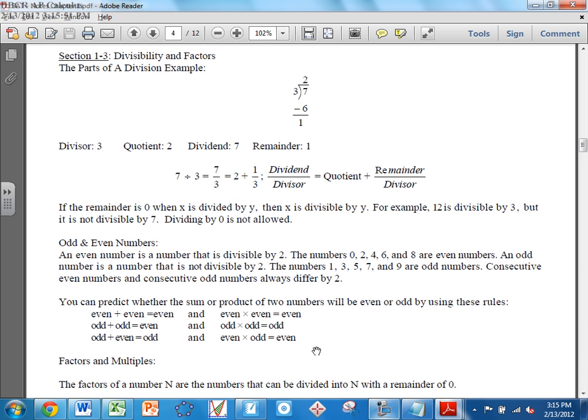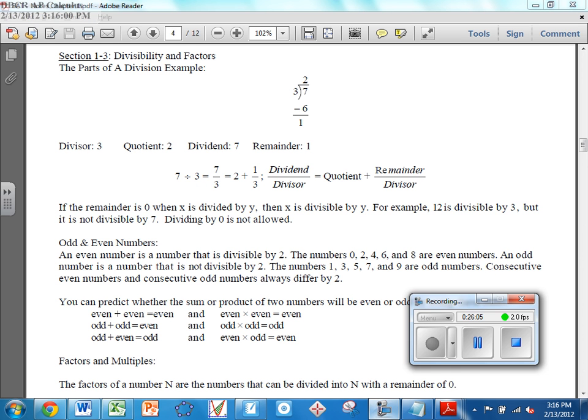Next, divisibility and factors. So we have to start by looking at long division. We have to figure out for each one of these values if each one of them actually goes into this number wholly.